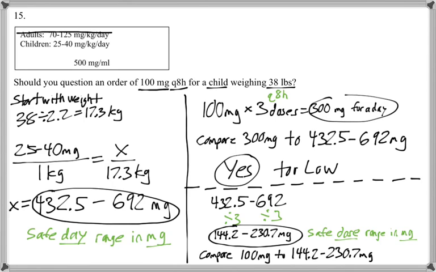So it should be consistent between both of them. So the day order was too low in comparison to the day range. So the dose order should be too low in comparison to the dose range. So it's yes because it's too low. So again, you don't need to do both ways, you just need to do one of the two.